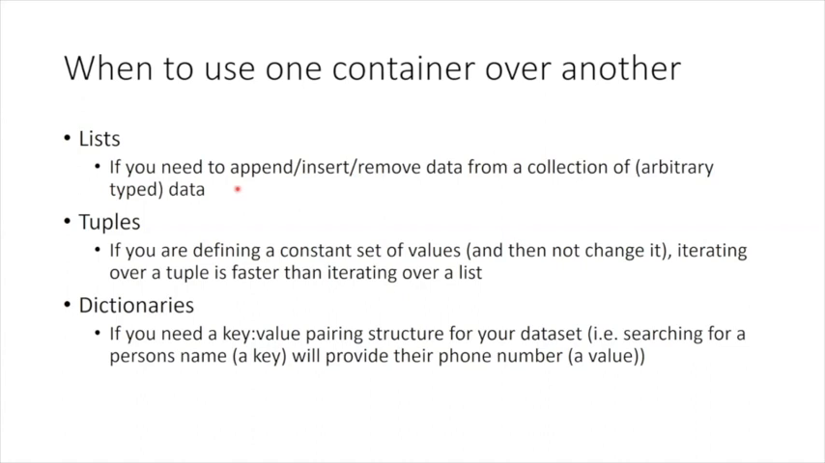So for example, if you know you're going to be adding new patients, or if you're going to be removing patients, or so on, then lists are the container you should use. You should be using tuples if you're defining a constant set of values and you don't intend to change it. The reason is that it's actually faster to iterate over a tuple than over a list. For example, if you're always going to be searching over these 10 patients, then if you put them into a tuple, it'll actually be marginally faster to loop through them.